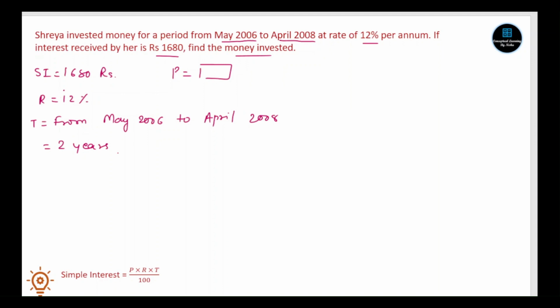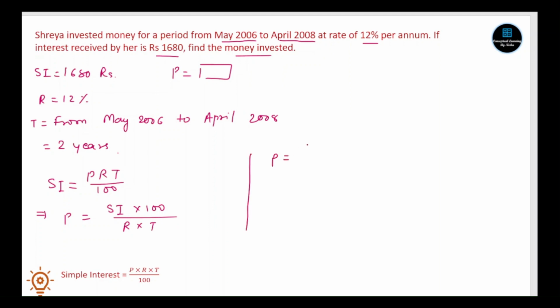Perfect. Now we have all the values. We'll write the formula: SI is equal to PRT over 100. Now, I want to find P, so I'll first convert this formula in terms of P by taking the other quantities to the other side. So P = SI into 100 upon R into T. Okay, we get this. And now we'll solve this.